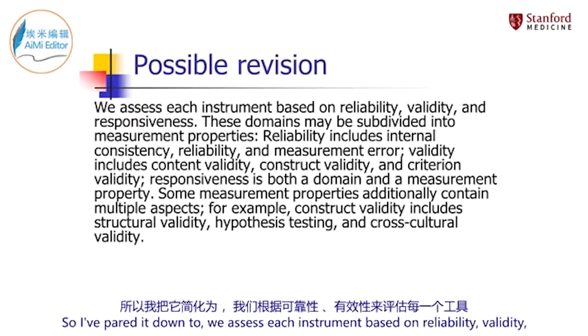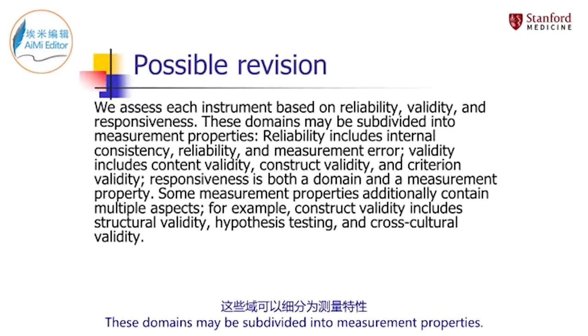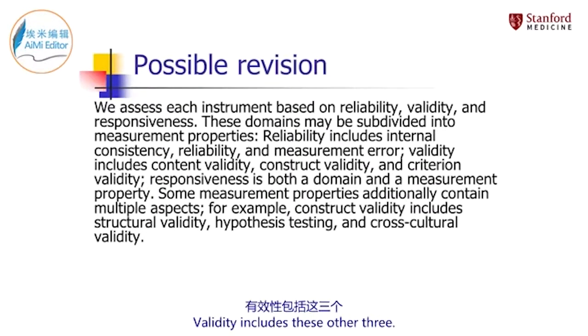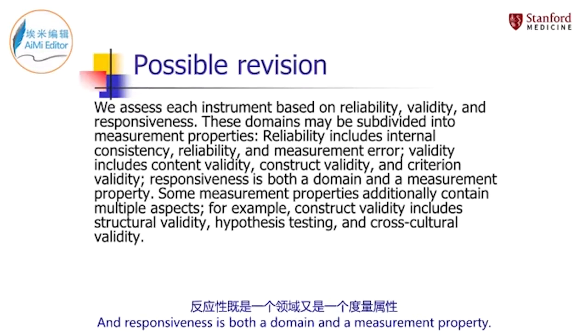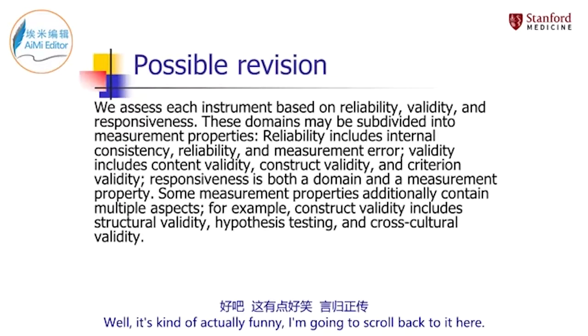So I pared it down to: we assess each instrument based on reliability, validity, and responsiveness. These domains may be subdivided into measurement properties. Reliability includes these three measurement properties. Validity includes these other three. And responsiveness is both a domain and a measurement property. They had kind of a long spiel in the original where they were explaining, well, it was actually funny. I'm going to scroll back to it here.